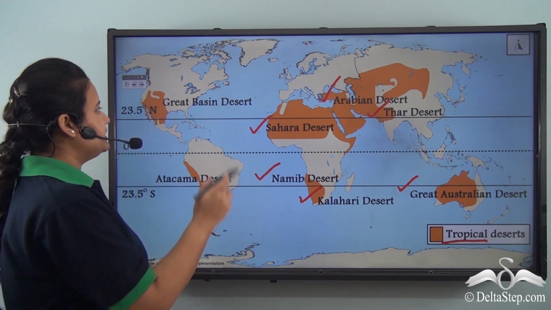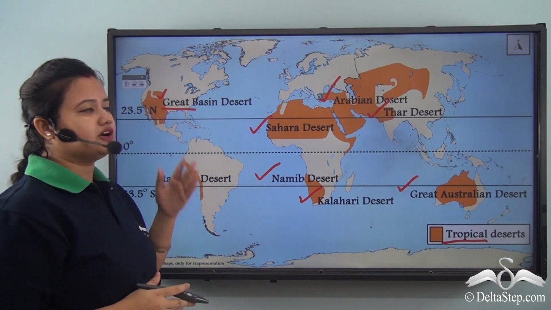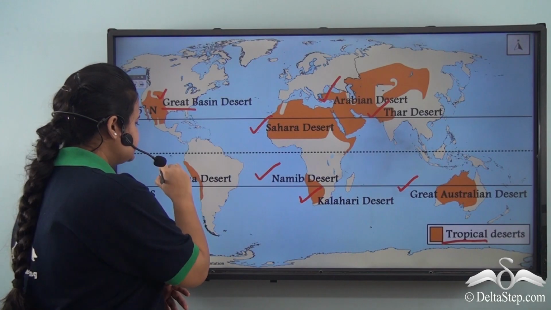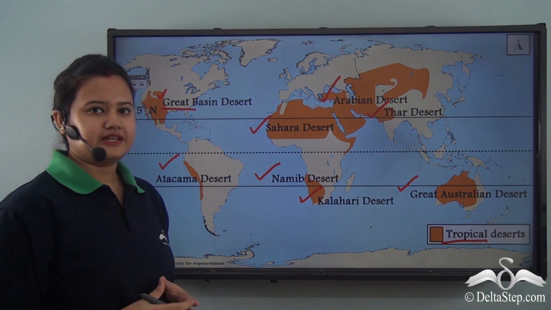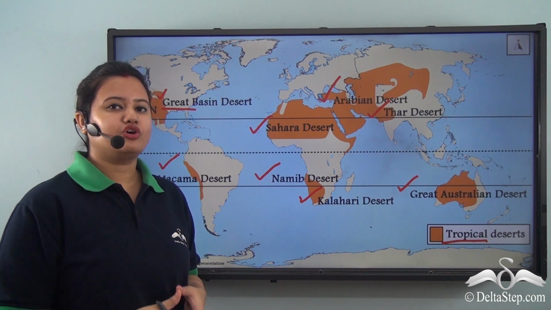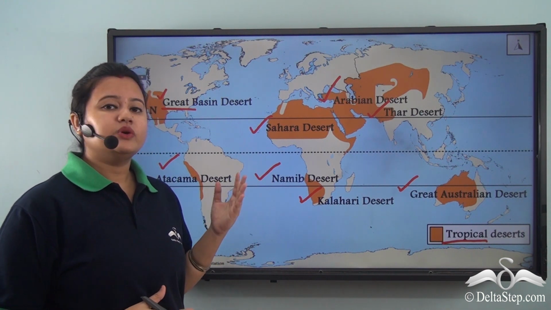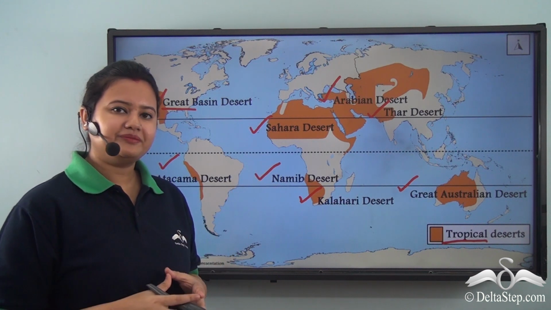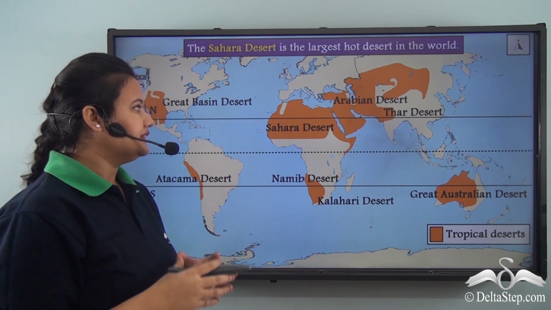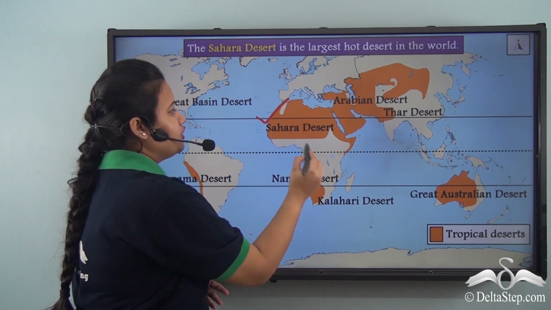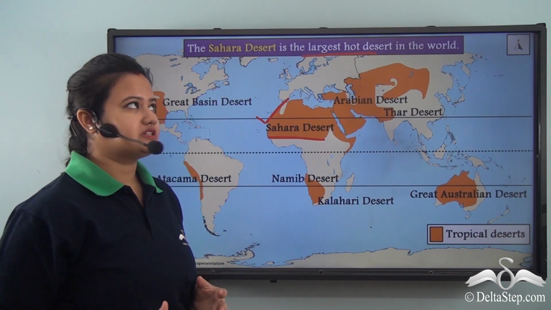Now, coming to the continents of North and South America. Well, the Great Basin Desert, that is located in the southern part of North America, is a tropical desert. Again, the Atacama Desert, located in South America, is also a tropical desert. So, these are some of the examples of tropical deserts of the world. Now, can you tell me which among these is the largest one? Well, Sahara Desert, that covers the northern part of Africa, is the largest hot desert in the world.